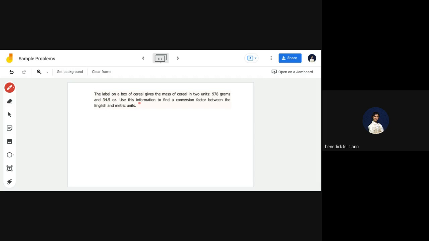The label on a box of cereal gives the mass in two units: 978 grams and 34.5 ounces. Use this information to find the conversion factor between English and metric units. So it is actually a very different type of problem, but it is a very easy one. It's just that we need to find out the conversion factor. So how can we find out?